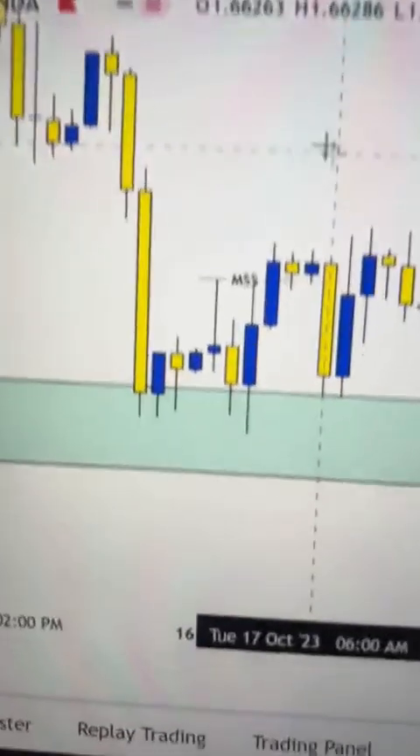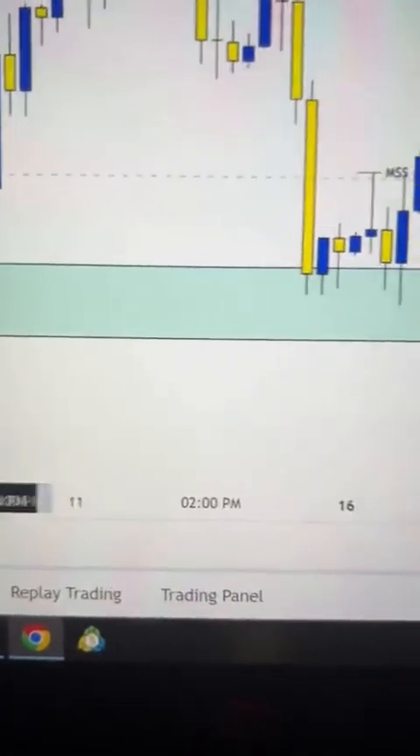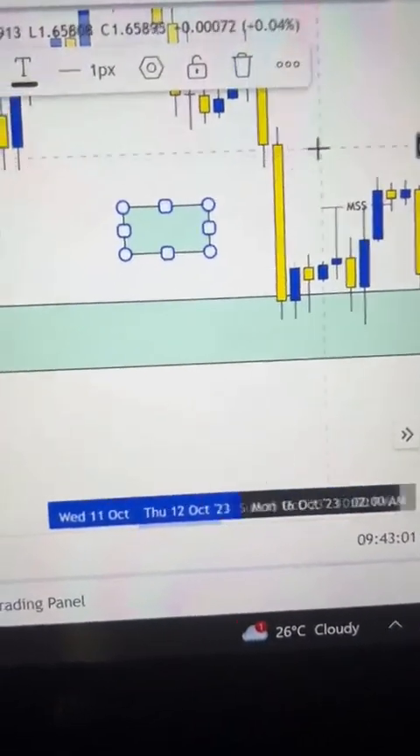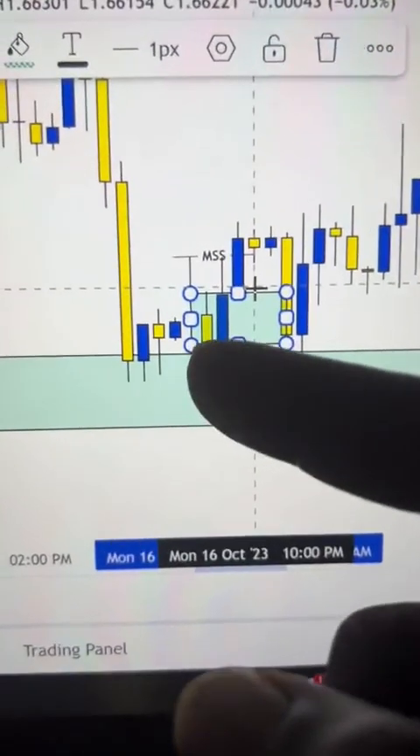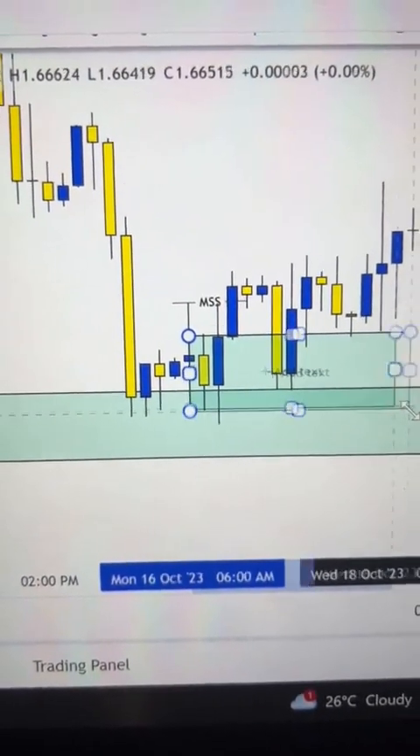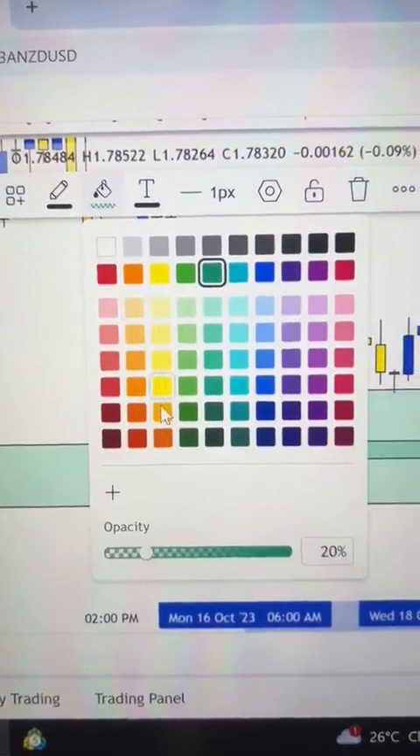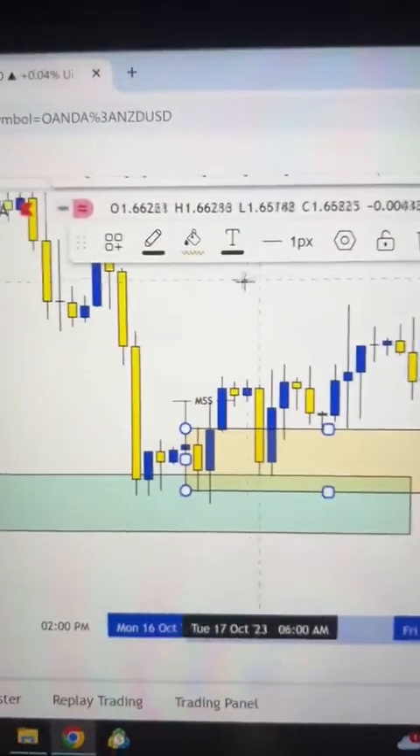Now, let's say this is the 15-minute time frame. Where is your order block on the 15-minute time frame? Your order block is this candle that printed before this market structure shift. So you mark it out like this. Let me change the color. Let's say this is your 15-minute order block. You mark it out, then you place your trade.